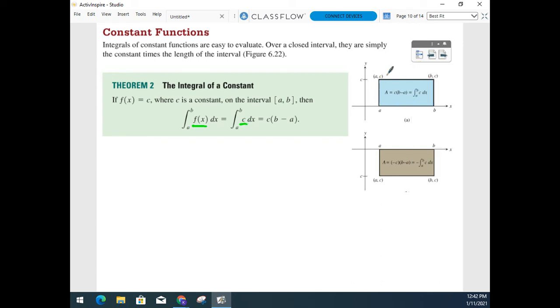If we look at the visual here, if we graph a constant, just like we graphed the velocity function back in the beginning of section 1, a constant c is just a horizontal line going from A to B. It just ends up being the area of a rectangle. So c is our width, b minus a is the length from A to B, and we can just plug it into that value.